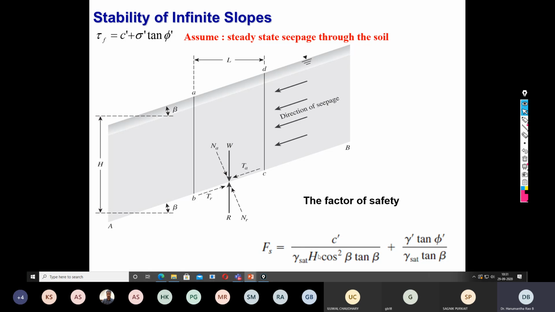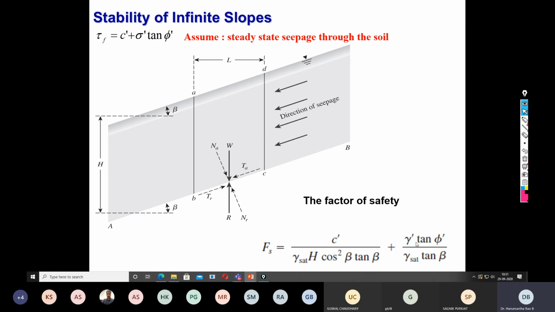While in the cohesion component also, the weight of the soil mass gets increased, and thereby the factor of safety is decreased. So again here, if you deal with only cohesive soil, when there is a steady state seepage condition, your factor of safety value is going to decrease because of the increase in the weight of the soil mass.